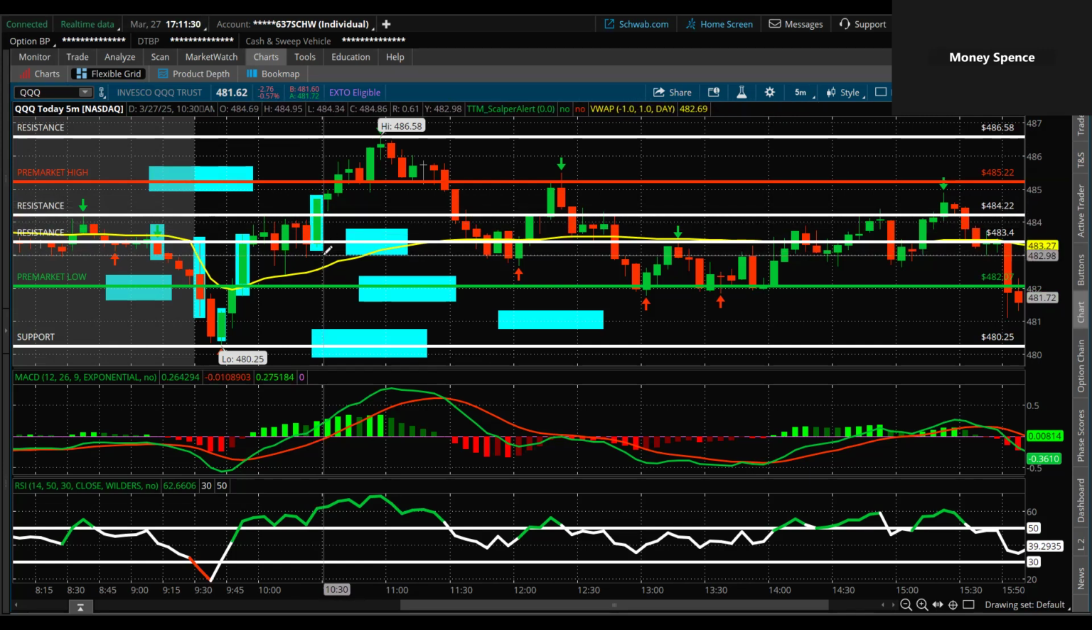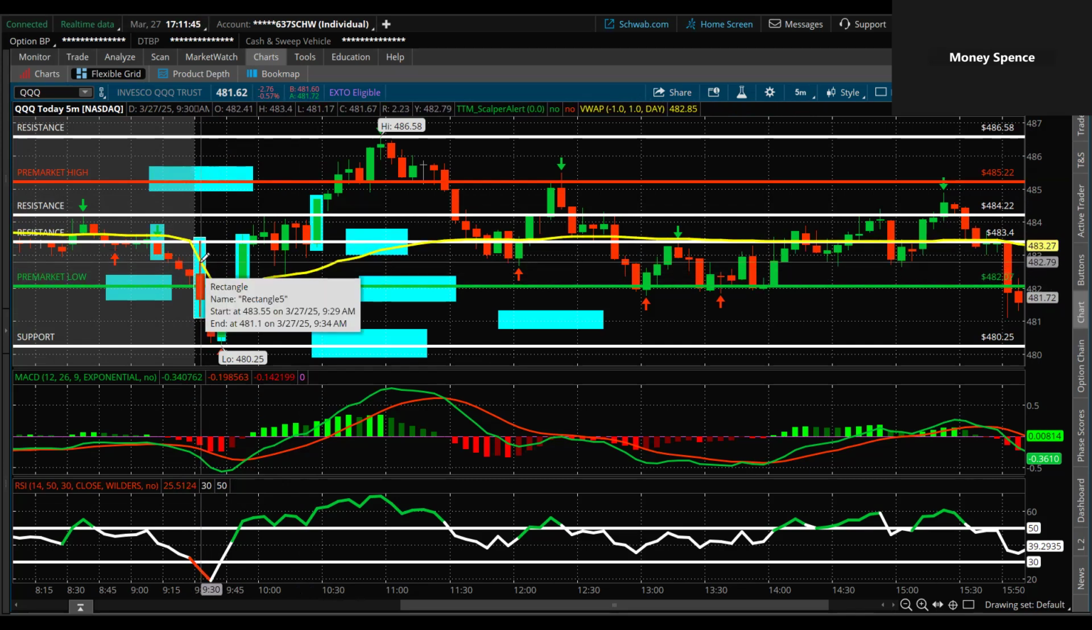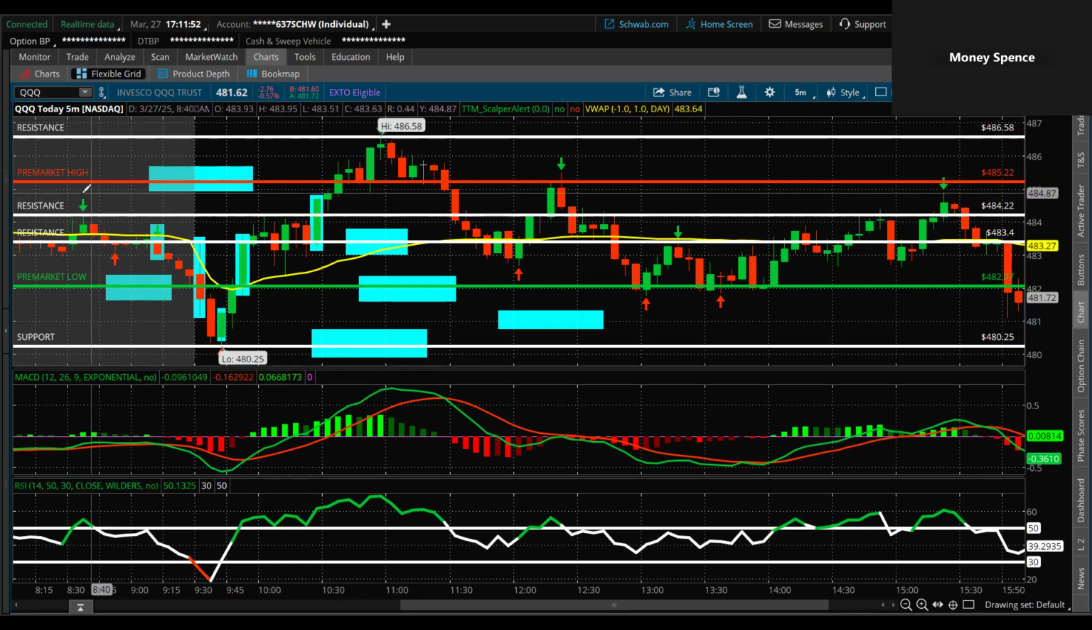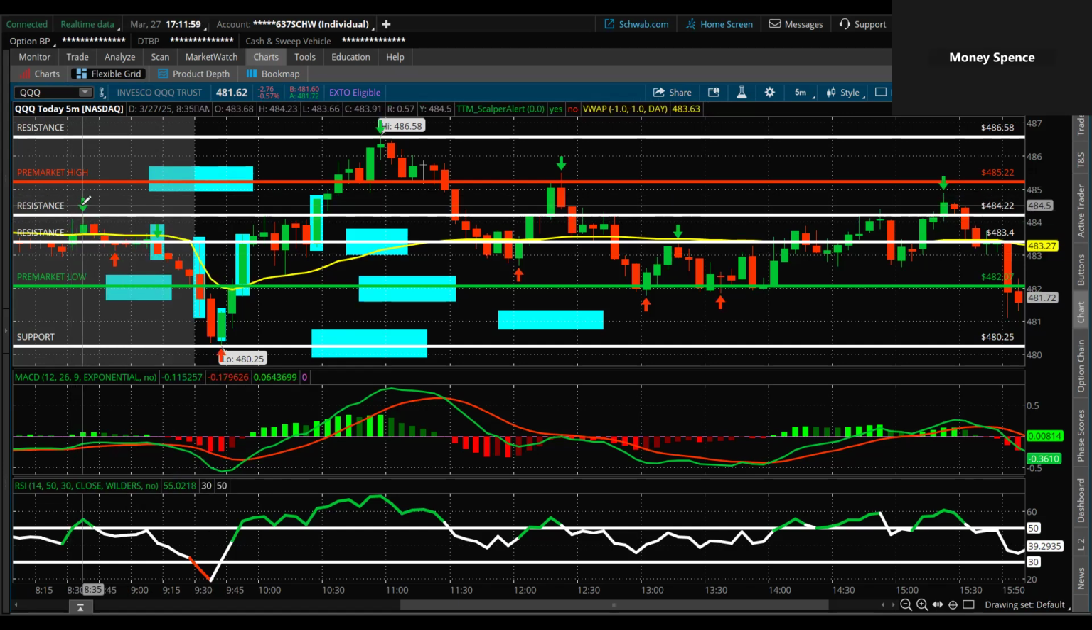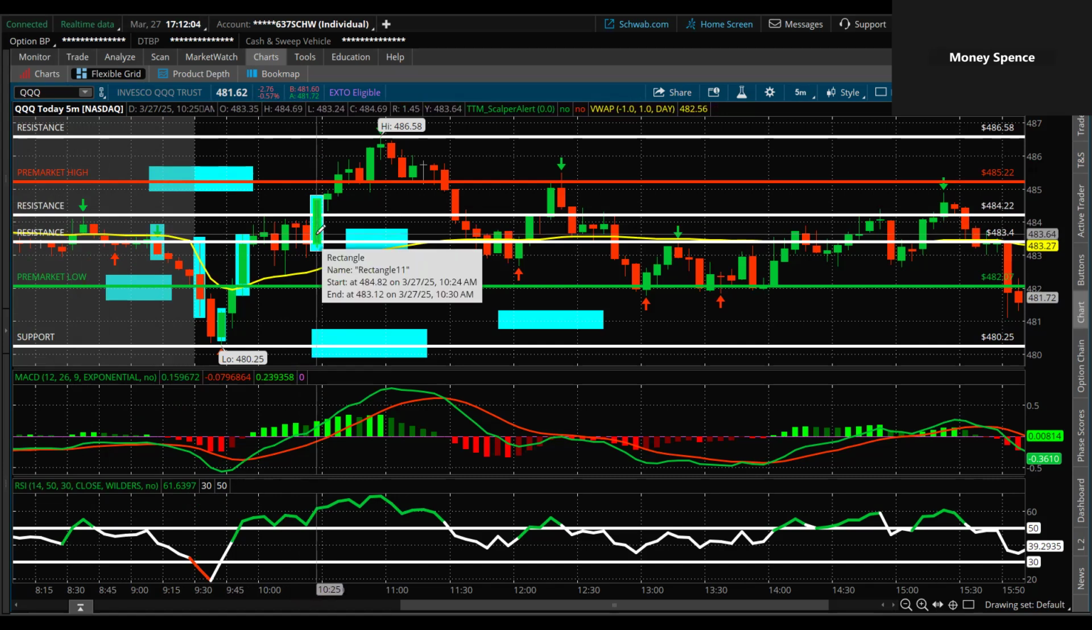And remember, we were breaking above resistance level number one, which was at $483.40. This level was developed from the morning open session. And we had resistance level number two at $484.22. I developed that resistance level from the pre-market data right here, from this TTM scalper alert data in pre-market. So you could have got in right here at 10:25 a.m.